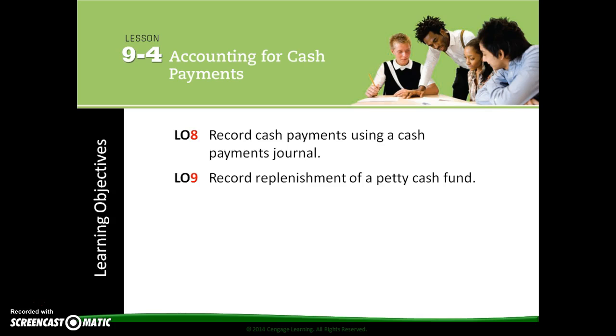businesses use special journals, and one of the special journals that we're going to be identifying is the cash payments journal. Okay, and we already talked a little bit about establishing a petty cash fund previously, but now we're going to make sure that we know how to replenish the account for anything we pay out of that petty cash.